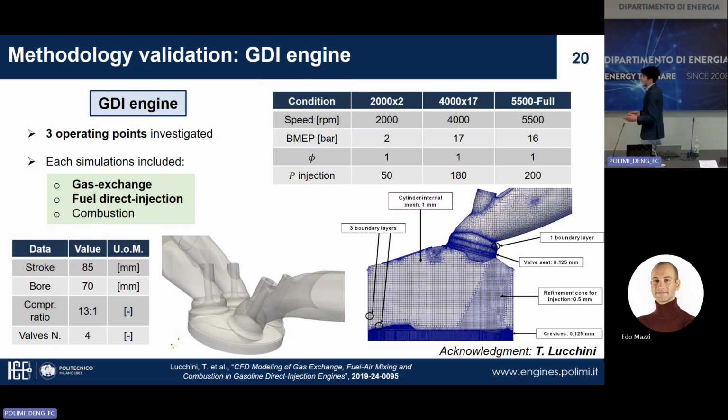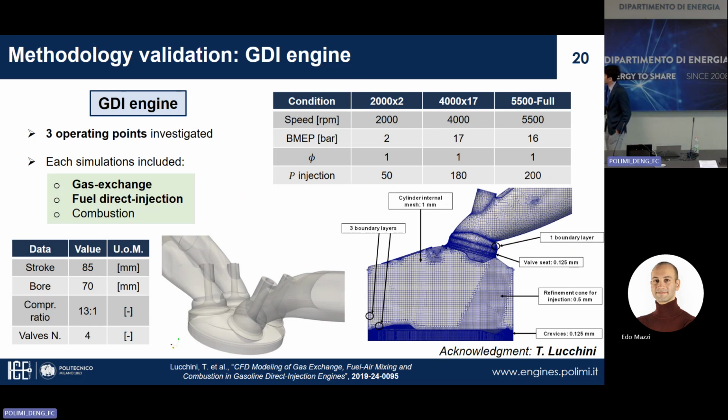Methodology validation of this approach. Again, we saw something in Lorenzo's presentation, also from CMP. Here I reported an example on a gasoline direct injection engine in which three different operating points were investigated: a low load condition at 2000 RPM and two high load conditions, one at 4000 RPM and one at 5500 RPM. All at stoichiometric condition. In this case, each simulation included, of course, the gas exchange, but also the direct fuel injection, and then we also performed some combustion.